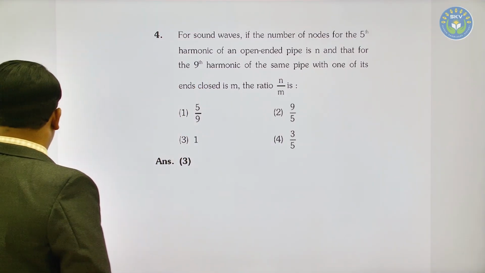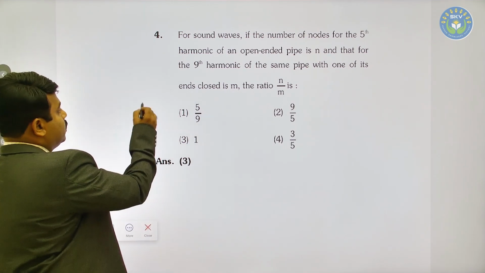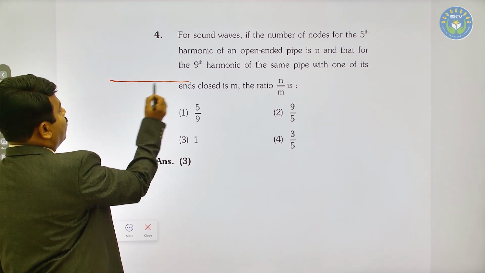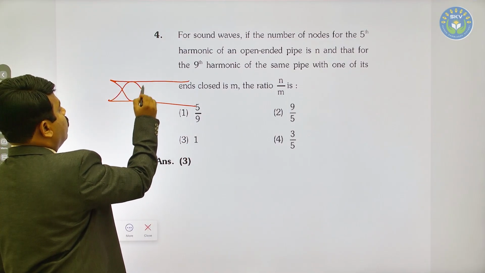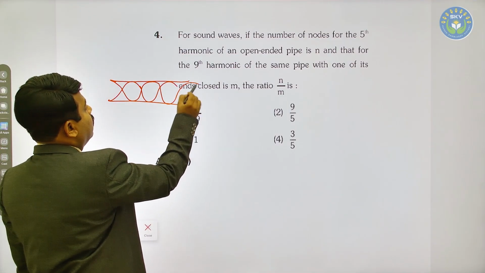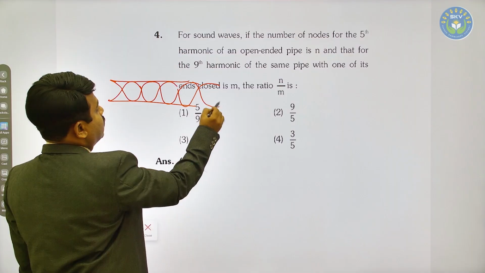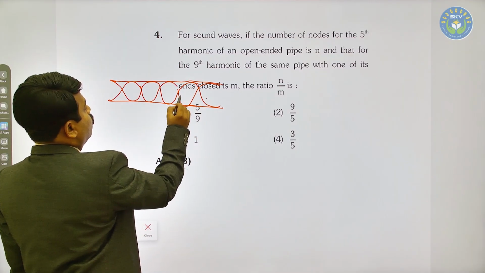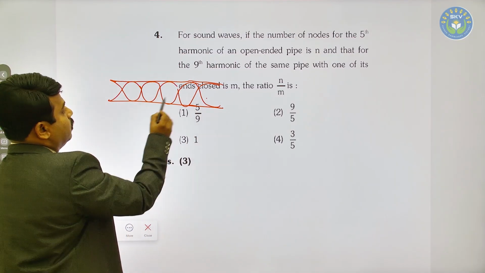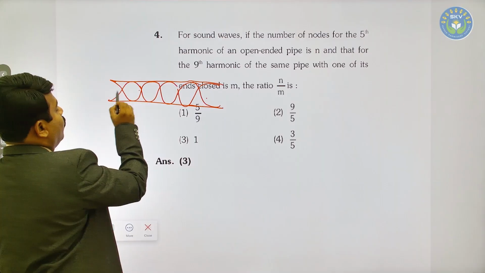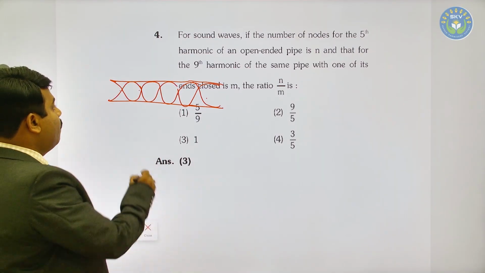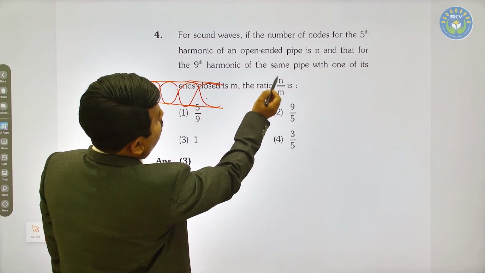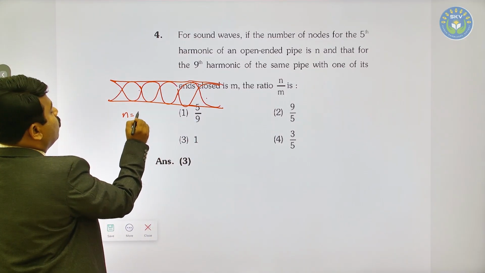See, in an open pipe, how do you draw the fifth harmonic? Like this only: 1, 2, 3, 4, 5. This is the fifth harmonic. Then how many nodes are there? That is what they gave as n. So n is equal to 5.